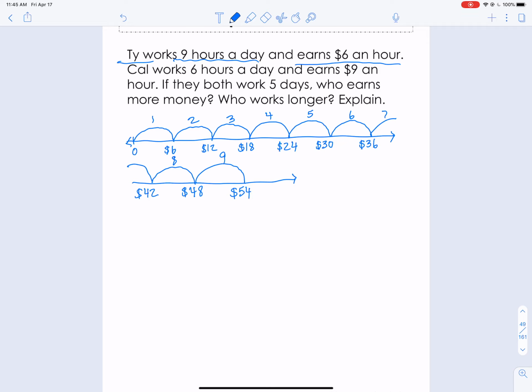Okay, this is how an open number line works. You can jump to whatever point on the number line that you need to do the math for the problem that you're doing. So we were jumping by 6s, and I was labeling on top the number of hours that Ty works. Okay, so that's Ty's situation.